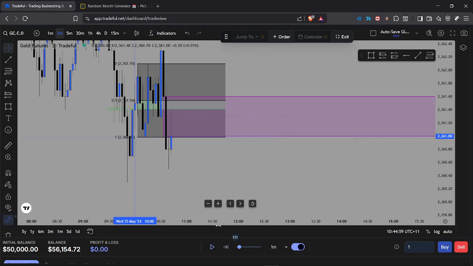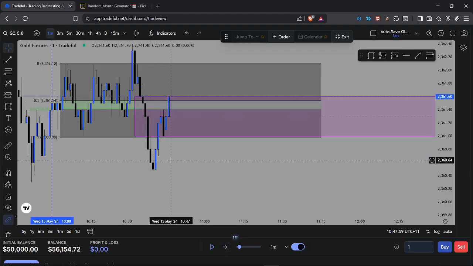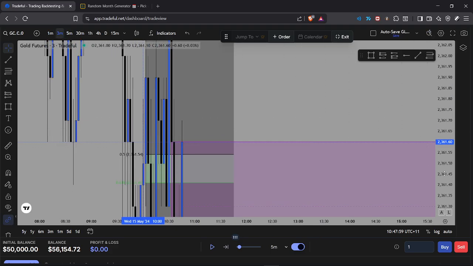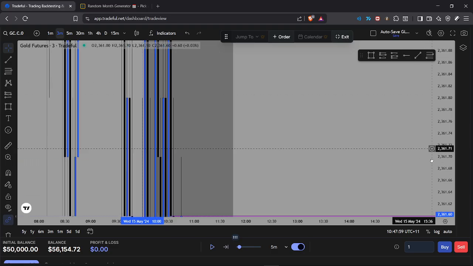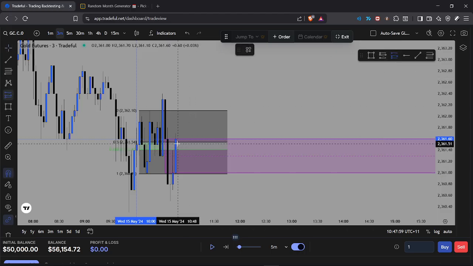No, we didn't touch the OTE. Okay. Is that? Yeah, that is the end of this candle. Is it inverse though? Okay, let's take it as inverse. Let's take those ones as inverses.